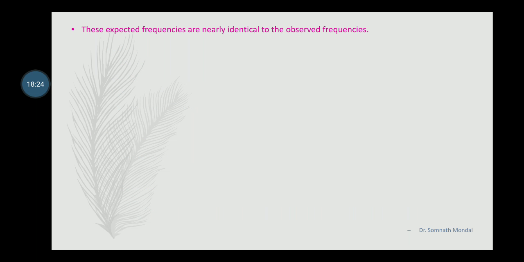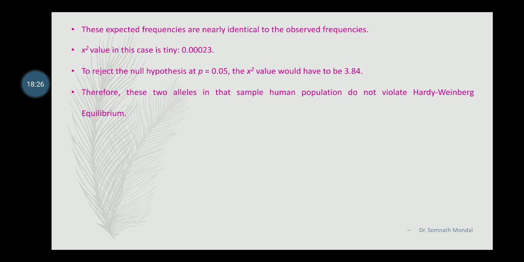Now, these expected frequencies are nearly identical, but still we will calculate the chi-square value, which we have already studied how to find, and this value here will be very tiny, 0.00023.